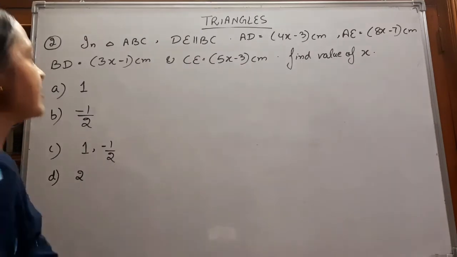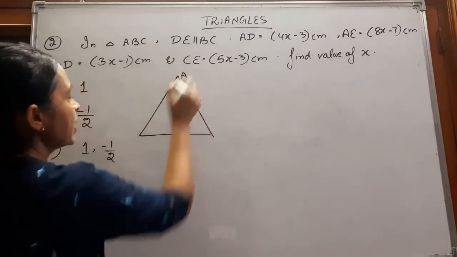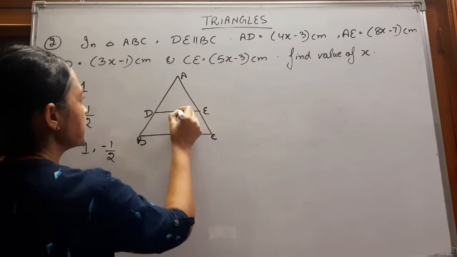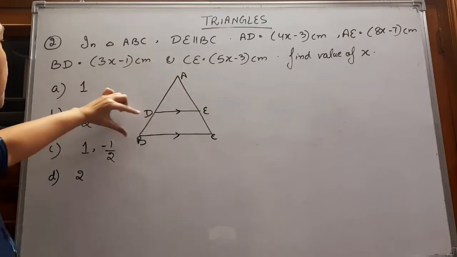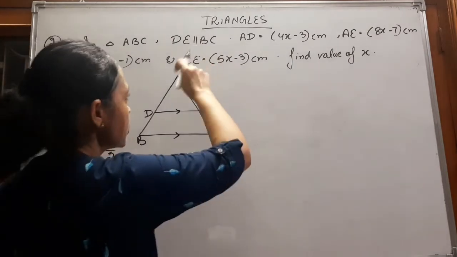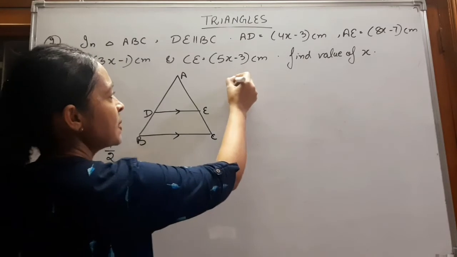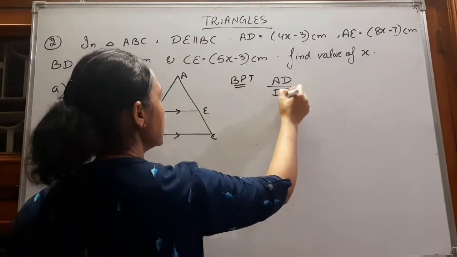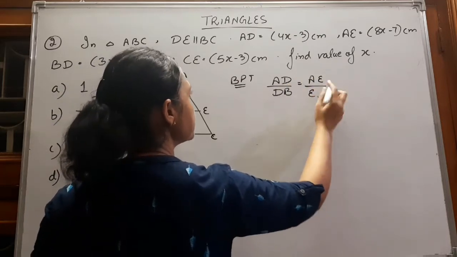In triangle ABC, DE is parallel to BC. We have given AD, AE, BD and CE. We have to find the value of x. In triangle ABC, DE is parallel to BC, so as per BPT, AD upon DB equals AE upon EC.